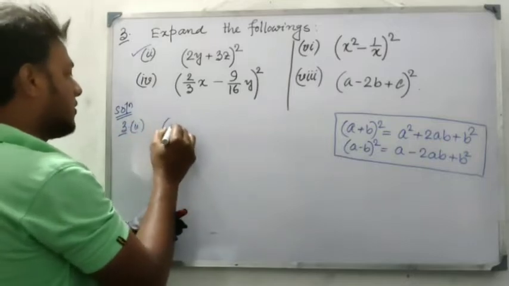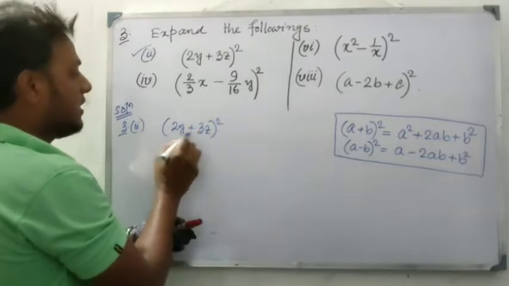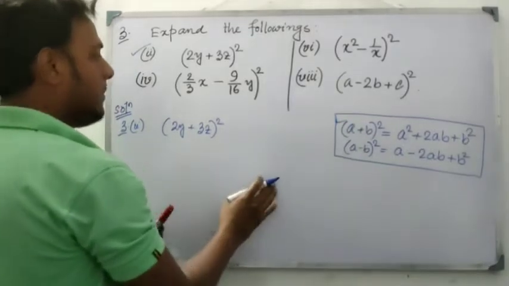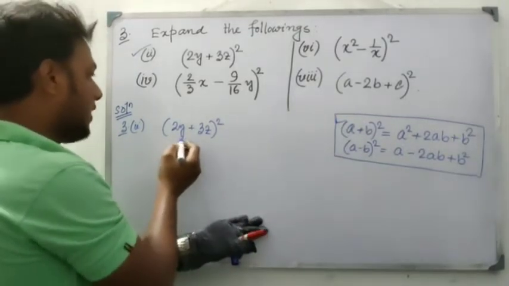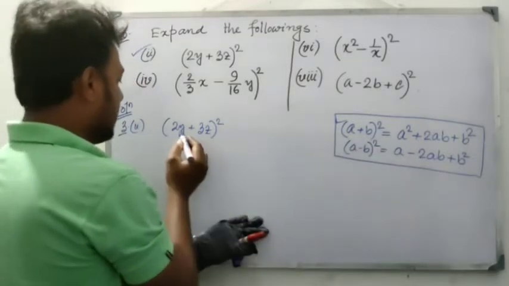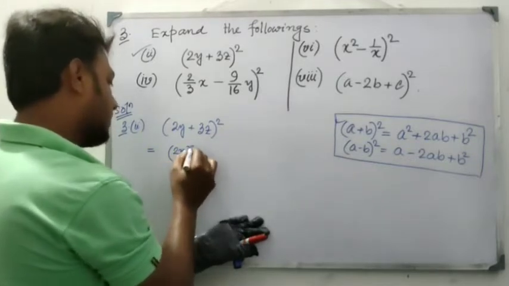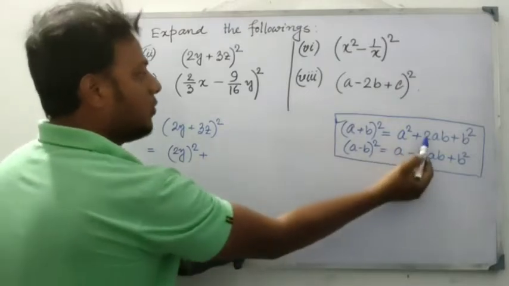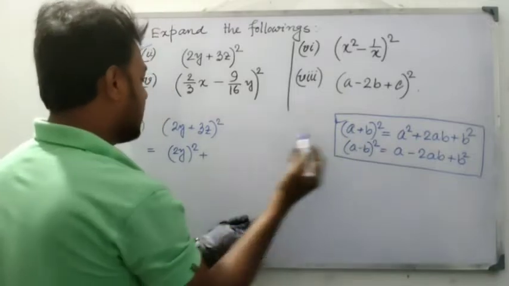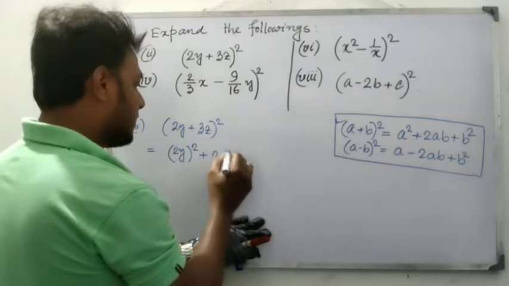You have to expand (2y plus 3z) whole square. This is of the form (a plus b) whole square, so you have to use the first identity. (a plus b) whole square means a square, that means the first one squared. Here the first one is 2y. So it equals (2y) square plus 2ab, that means 2 into first into second. So 2 into, here first means 2y and second is 3z.